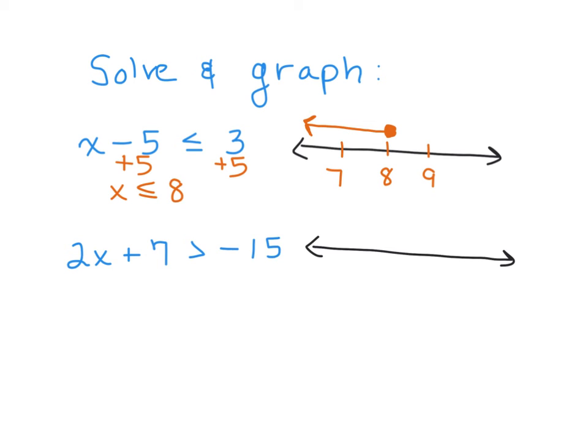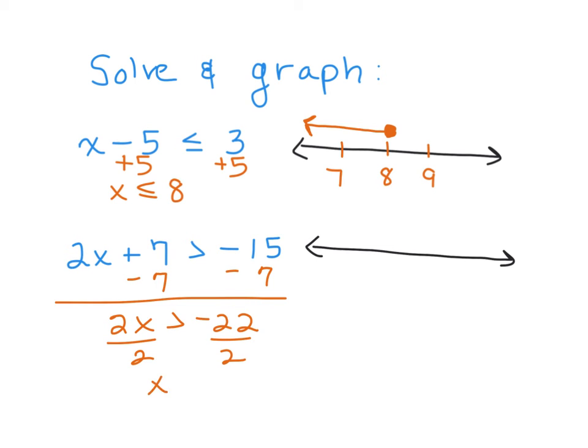2x plus 7 is greater than -15. I would subtract 7 from both sides. I would get 2x is greater than -22. Divide by 2, divide by 2. I get x is greater than -11. There's my -11. Again, thinking of order on the number line, -12 is this way, -10 is this way. I have an open circle because it's strictly greater than, and my arrow would go this way.